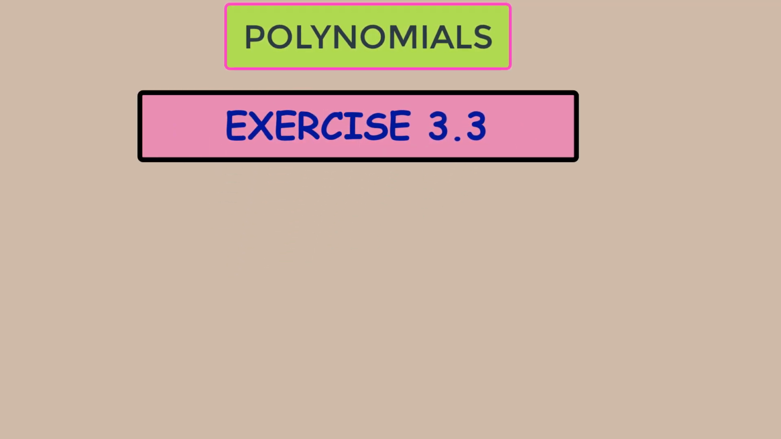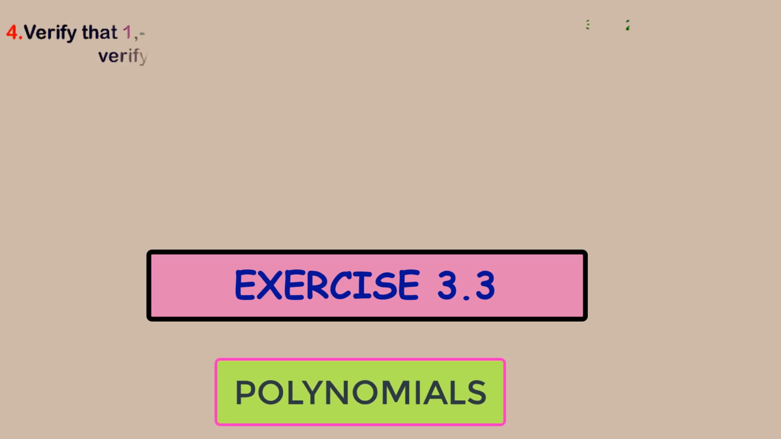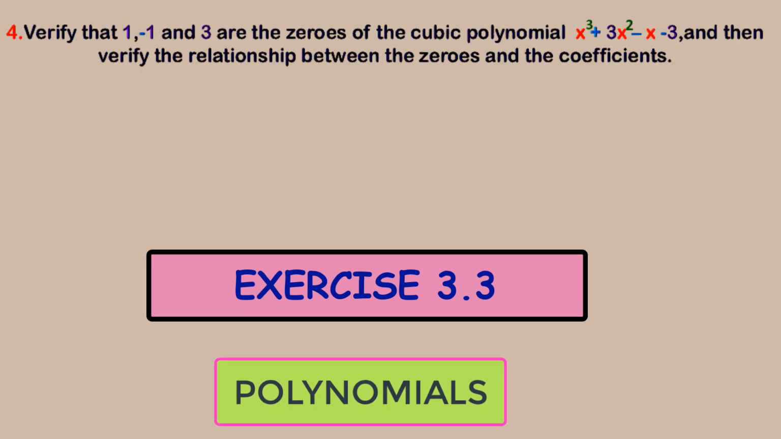We are discussing 10th class maths 3rd chapter polynomials. Today in this video we are going to discuss the fourth problem from exercise 3.3. The fourth problem is given as: verify that 1, minus 1 and 3 are the zeros of the cubic polynomial x cube plus 3x square minus x minus 3, and then verify the relationship between the zeros and the coefficients.